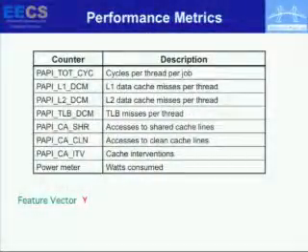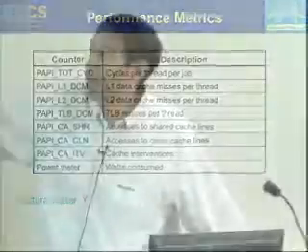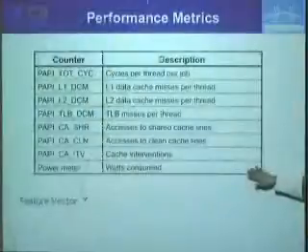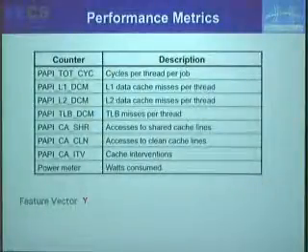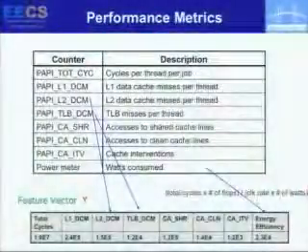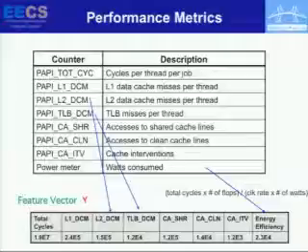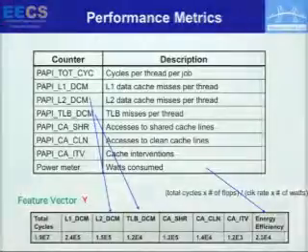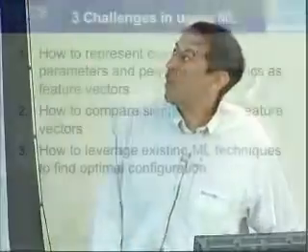So again, here we're collecting performance counter data. And we also use the power meter to measure watts. And our feature vector for the performance metrics similarly gets mapped into a vector like this. So these are the two vectors that we'll be dealing with.